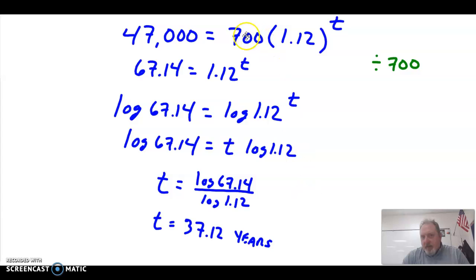Now, clearly, if this person invested more money along the way over the 37 years, they'll have more than $47,000. But if they just did it one time, $700, let it sit there at 12%, in 37 years, they would have $47,000.